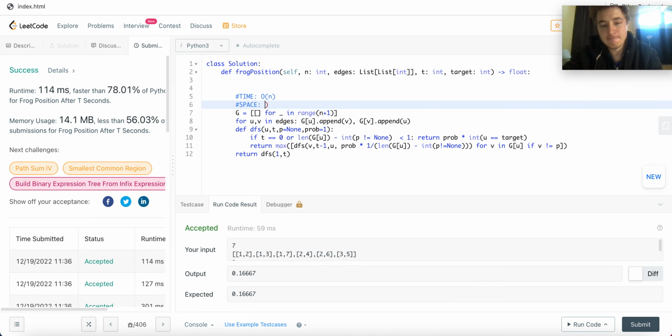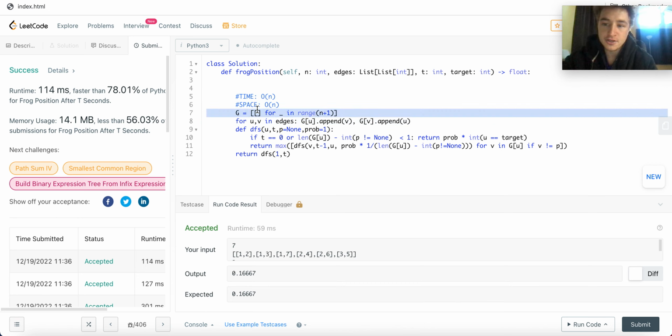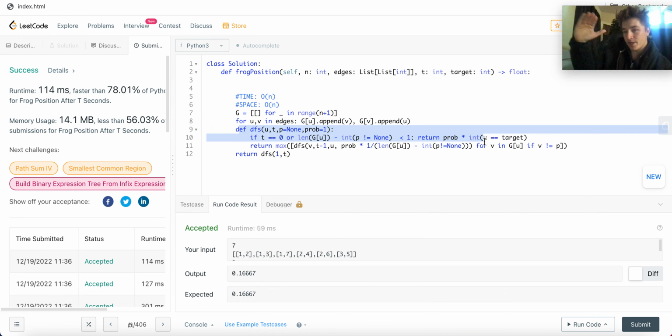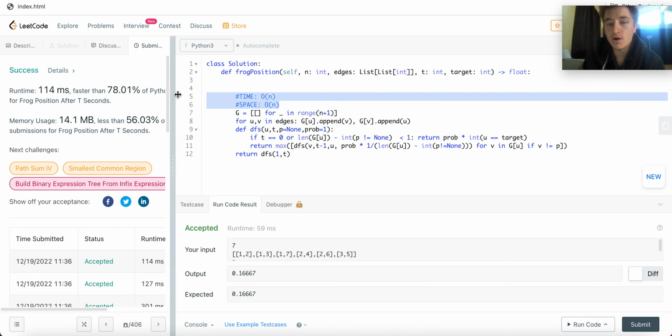Now for space, we'll have to create a graph. We create this graph, right? And there's n vertices, so we'll have n space. We'll have to add each edge, but since it's a tree, there's less edges than there are vertices. So that'll be less than n, so it's 2n, so still n. And then for this, we'll have to create a recursive stack going downwards for each node that we traverse. But we'll only traverse at most n nodes, so that'll create n stack space. So that's O of 3n again, but that's just big O of n. So this is a big O of n time complexity, big O of n space complexity.